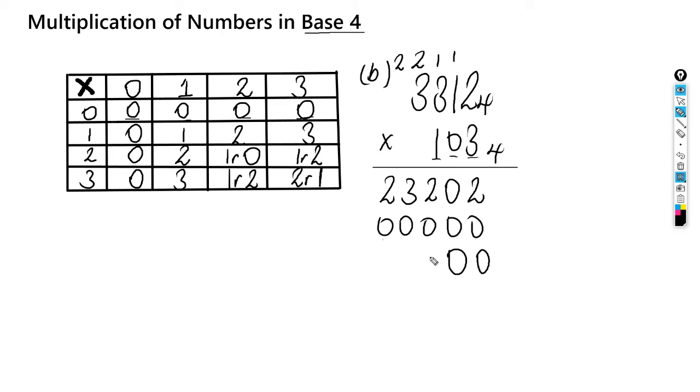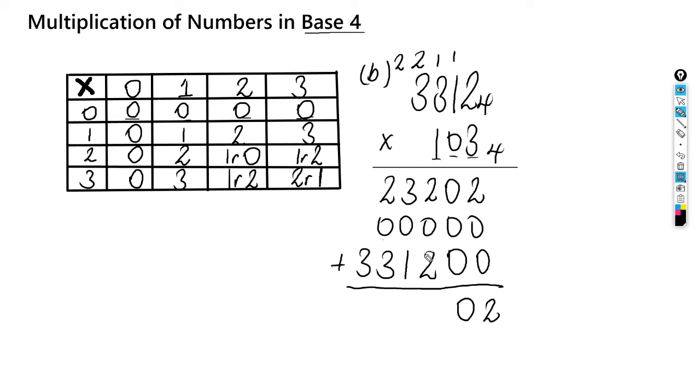Then 1 times 2 would give us 2. 1 times 1 would give us 1. 1 times 3 would give us 3. And then 3 times 1 would give us 3 again. So we're going to end up with this. And then we're going to add all 3 of these. So 0 plus 2 would give us 2. All these zeros added would give us 0.